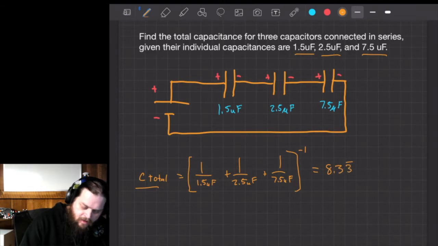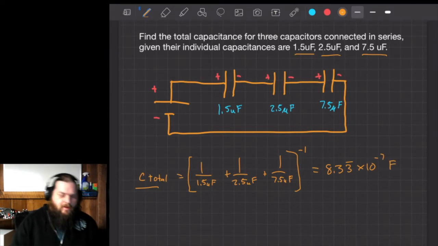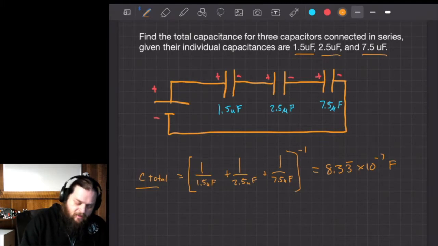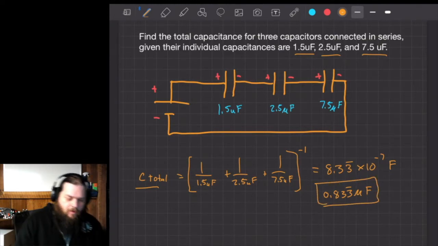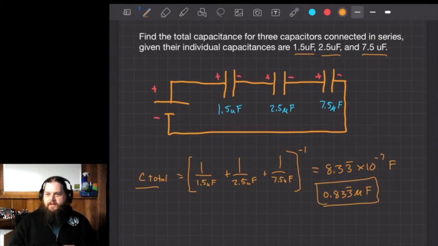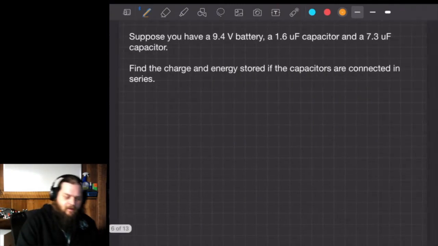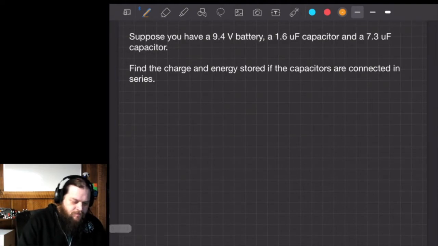8.33, with a little line because it's repeating, times 10 to the negative 7 farad. If we wanted that in standard units, we move that decimal place 1 to the left and say it's 0.833, and that would be in microfarads. So that's going to be the total capacitance of those 3 capacitors in a series. If they were parallel, we would just add those values up, right? And that's a pretty easy thing to do. I'll let you do that on your own time.